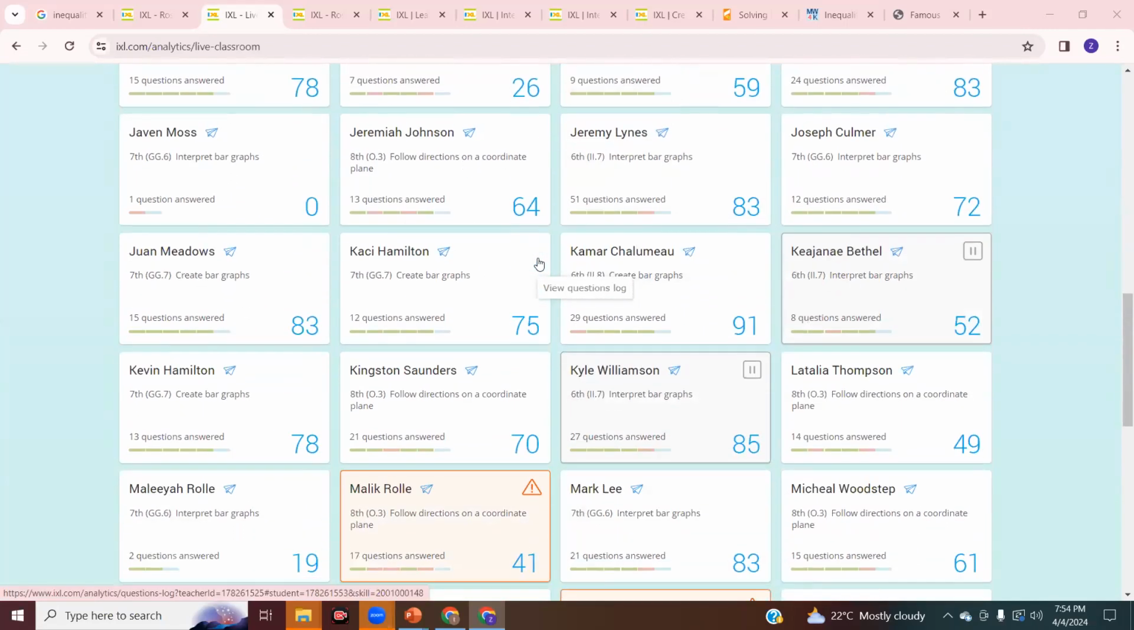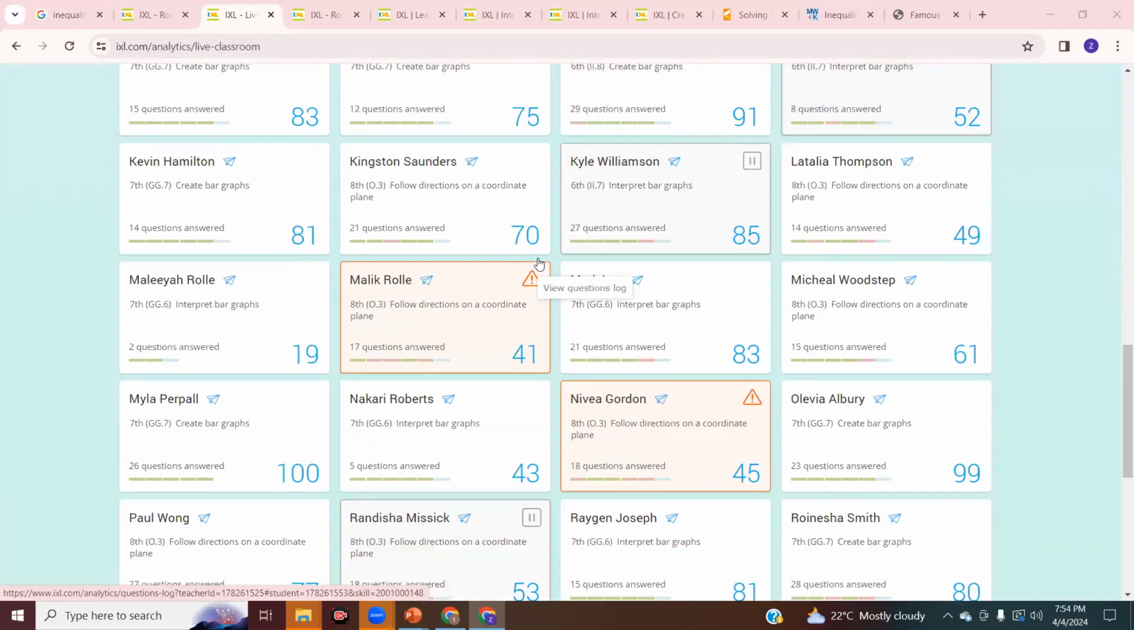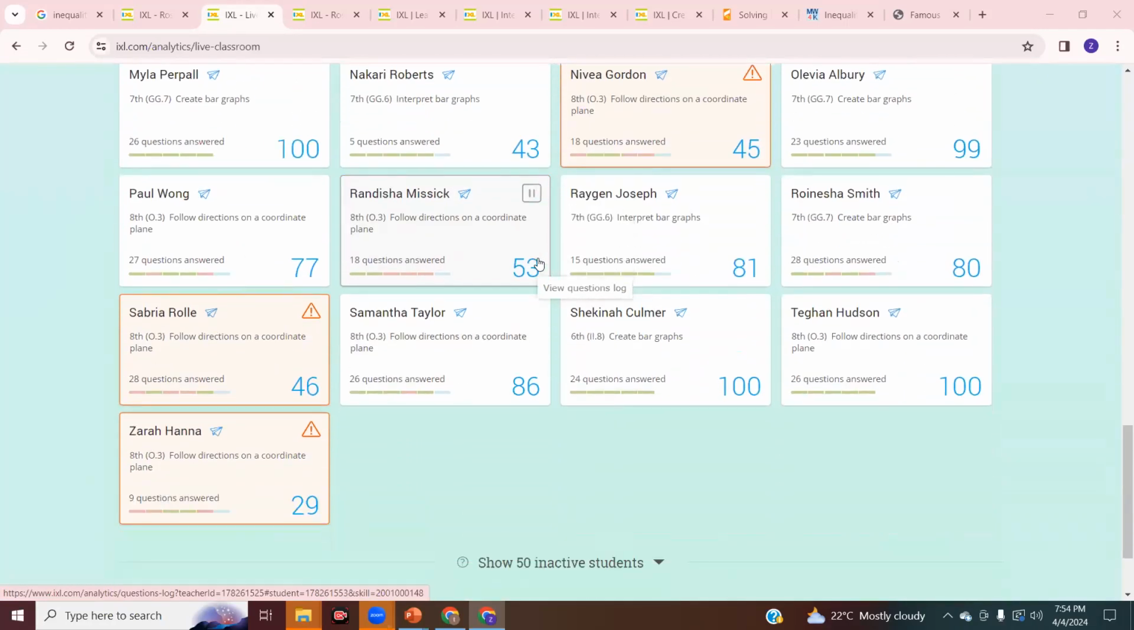Again, once you finish your quiz, take a picture of it and send it to me via WhatsApp. Sabria, what's happening? It says that your smart score is 46.